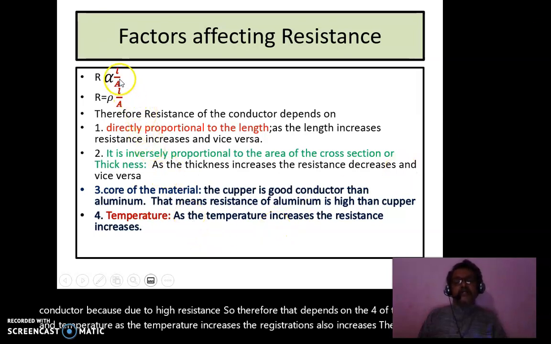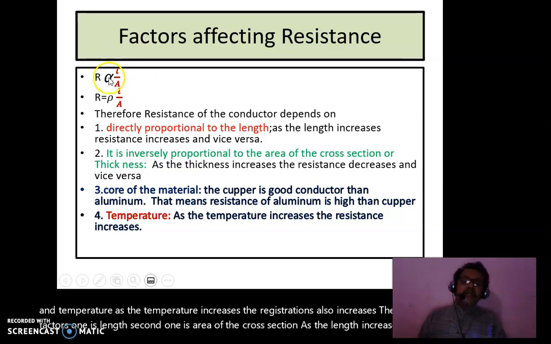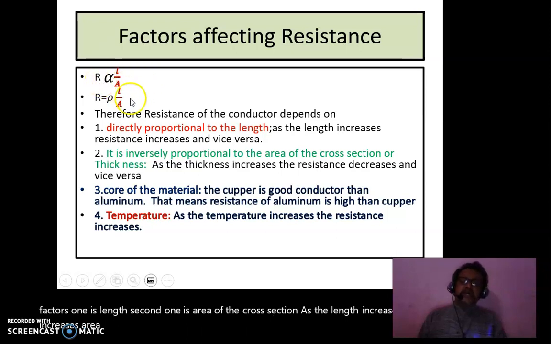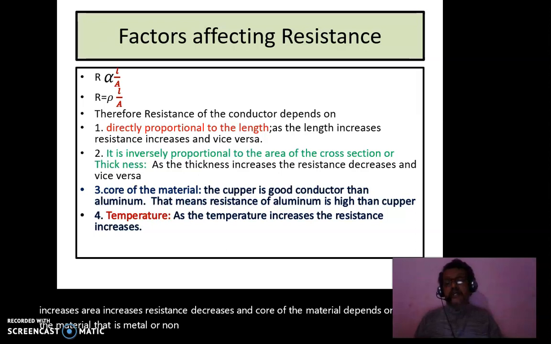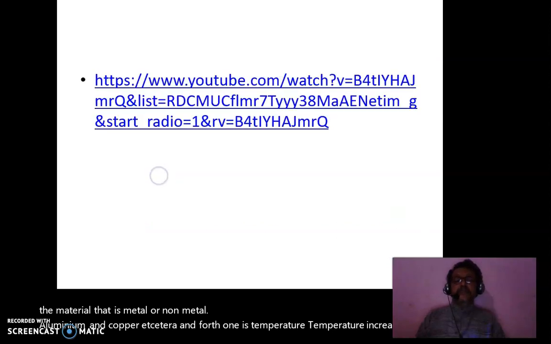One is length, second one is area of the cross section. As the length increases, the resistance increases. As the area increases, resistance decreases. And the third depends on the nature of the material, that is, if it is a metal or non-metal like aluminum and copper, etc. Okay. And the fourth one is temperature. Temperature increases, the resistance increases.